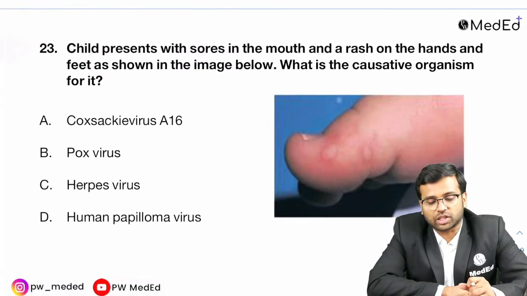Now let's see the next one. A child presents with sores in the mouth and a rash over the hands and feet as shown in the image. What is the causative organism?